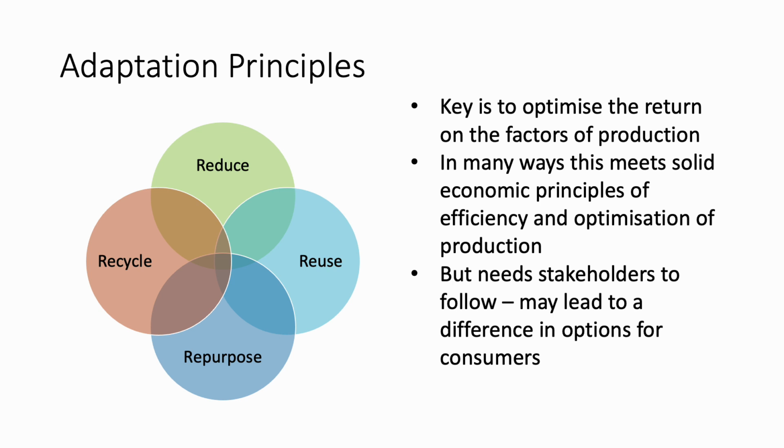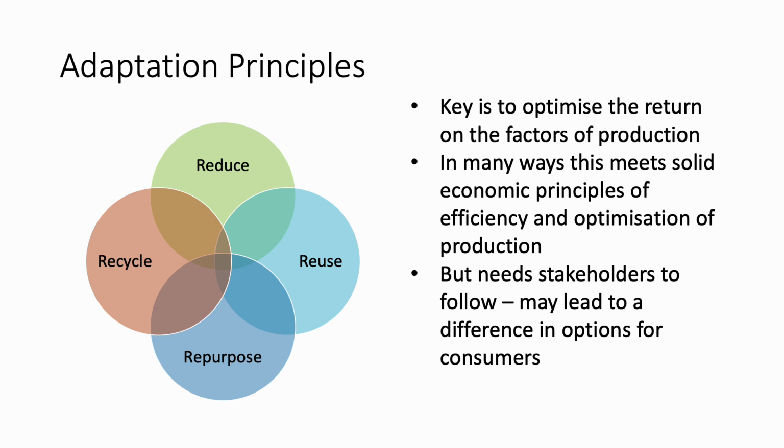In terms of adaptation principles then, how would we look at a base principle for a business? Well, obviously you might have heard of the idea of reusing, recycling and reducing our impact and the use of things. I think it's worthwhile including repurposing as well, looking for options for supplies and for goods and services which we can use in different ways, to repurpose them for other purposes in our businesses or in our homes. The key here is to try and optimize the return on the factors of production, and that fits really well with very solid economic principles of efficiency.